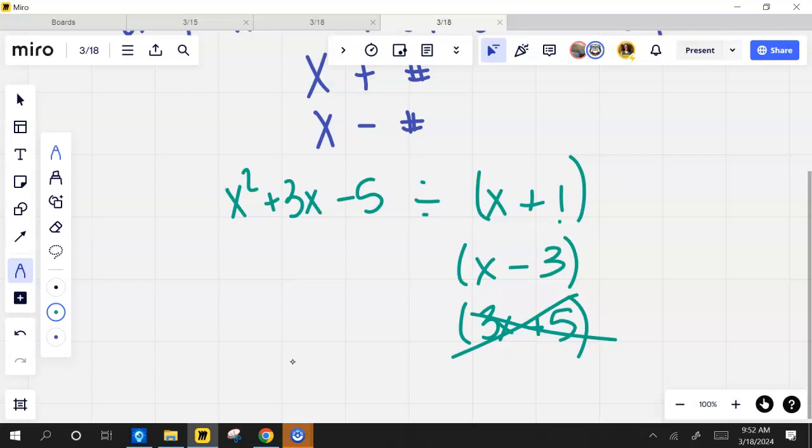Now, the key to this is going to be placeholders. Before, you could kind of get by without having the placeholders. It would make it a little more confusing, but you could eventually get to the right answer without having placeholders. Here, you'll get the completely wrong answer if you don't do placeholders.